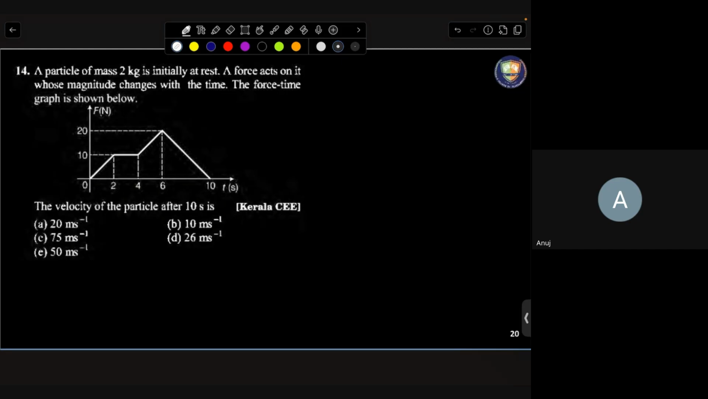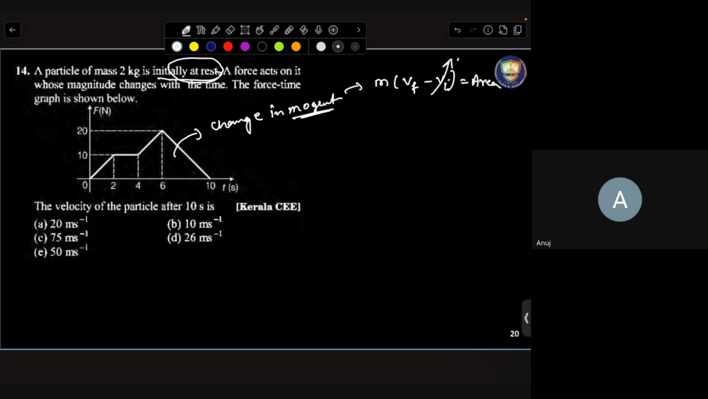So what should be the concept here? You guys are getting E. Yeah, E is the correct answer. So the concept is that the area under the F-t graph is the change in momentum, that is m into (v final minus v initial) is the area under the graph. And they are saying initially it is at rest, so this will be 0. So mass into final velocity is nothing but the area.